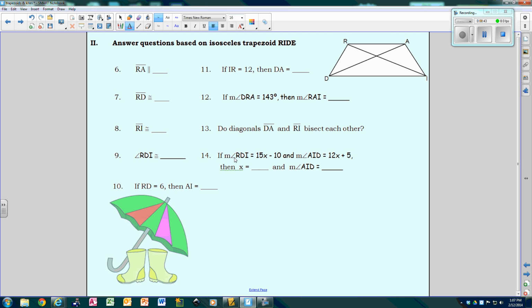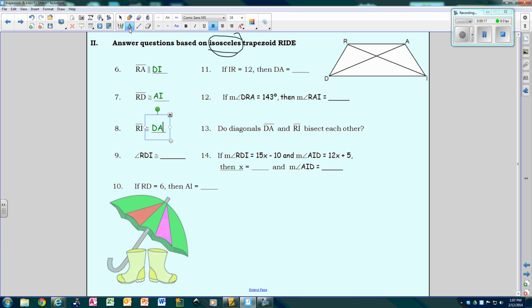All right, so let's get more specific and let's talk about an isosceles trapezoid. Isosceles trapezoids have very special properties. So RA, what is RA parallel to? It is parallel to DI. And since it's isosceles, that means the legs are the same. So RD is congruent to AI. Since it's isosceles, the diagonal RI is going to be congruent to the diagonal DA.